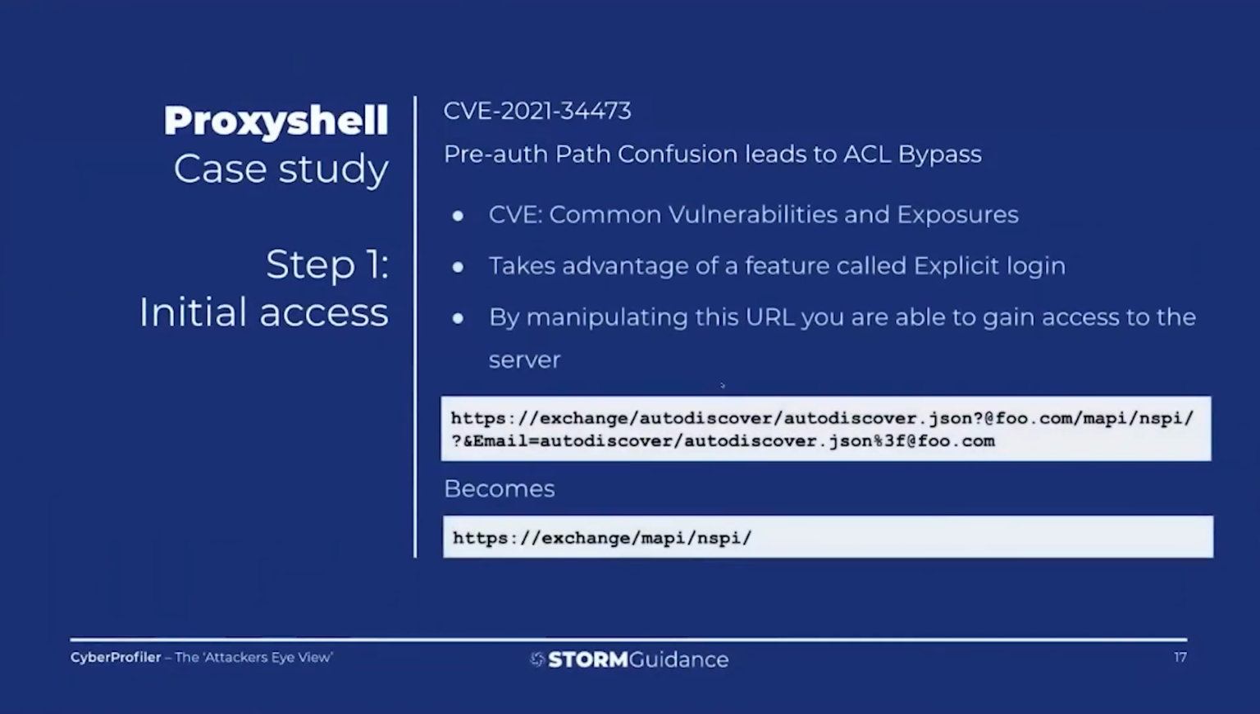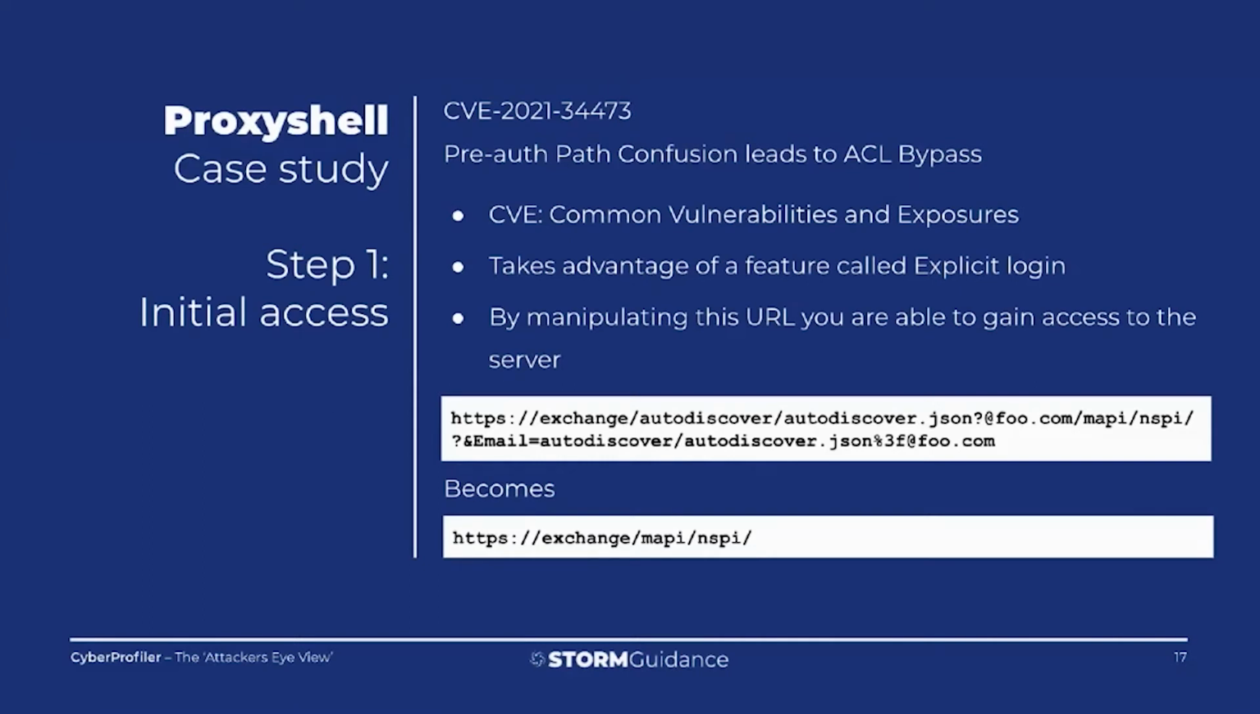So the first step uses the snappily titled vulnerability CVE-2021-34473. Or for non-robots, pre-auth path confusion leads to ACL bypass. Arguably just as confusing. The main thing you need to know is CVE stands for Common Vulnerabilities and Exposures, and this is just a database of publicly disclosed information security issues. So once a vulnerability from a piece of software is discovered, they add it to this database so everyone is aware and can fix accordingly. At least you hope they do.